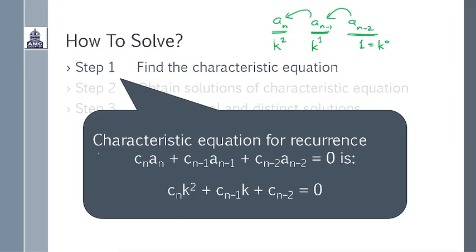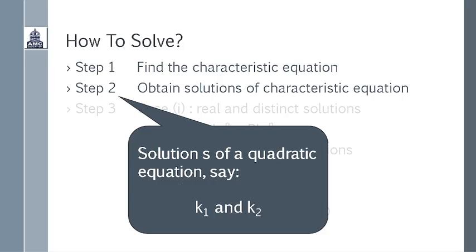So basically, the characteristic equation for the recurrence is given by Cn, which is the constant which was there previously. Cn minus 1 and Cn minus 2 are the constants. Instead of An, we write k squared. Instead of An minus 1, we write k. Instead of An minus 2, we write 1. And whatever we get from here is the characteristic equation. Okay, now the next step is to solve this characteristic equation.